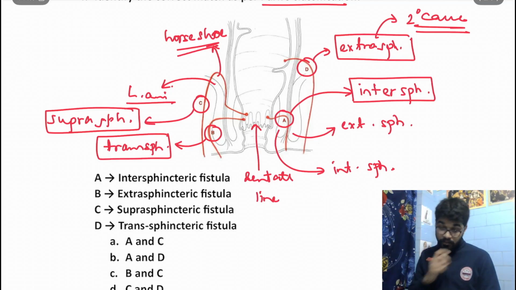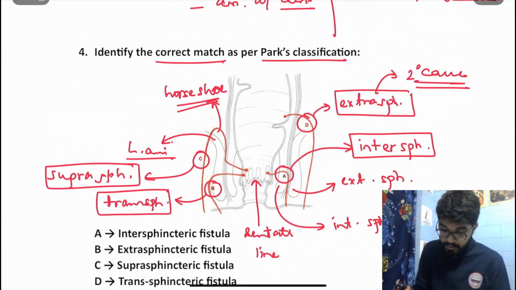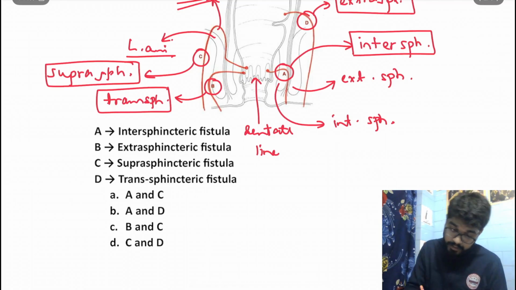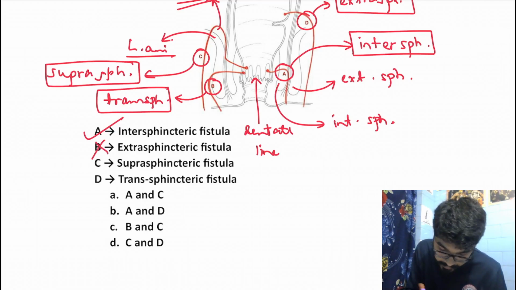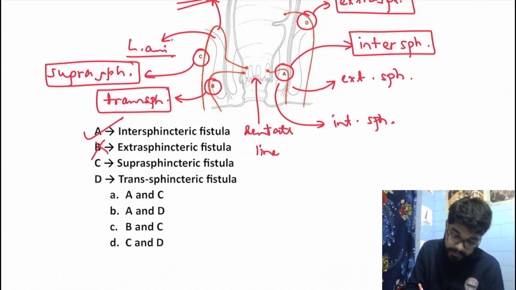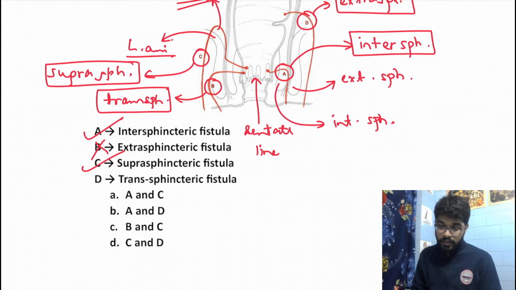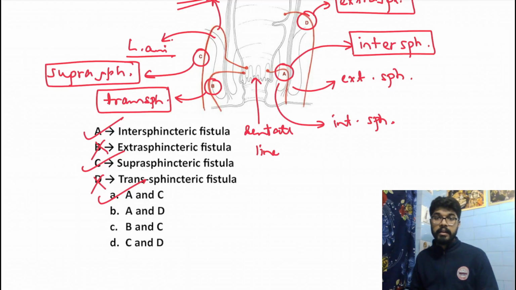Okay. Now let's have a look. Correct match: A is intersphincteric, yes. B is extrasphincteric, no, B is transsphincteric, so B is incorrect. C is suprasphincteric, yes, that's true. And D is transsphincteric, that's false, D is extrasphincteric. So over here the answer would be A and C.